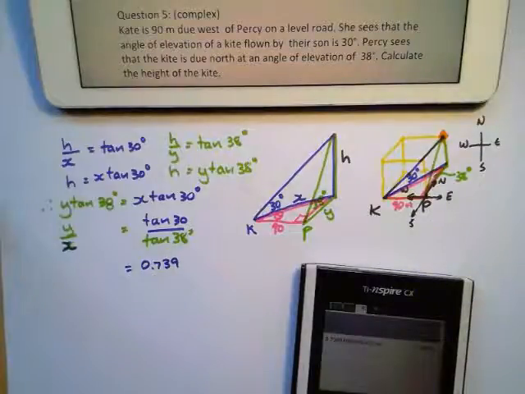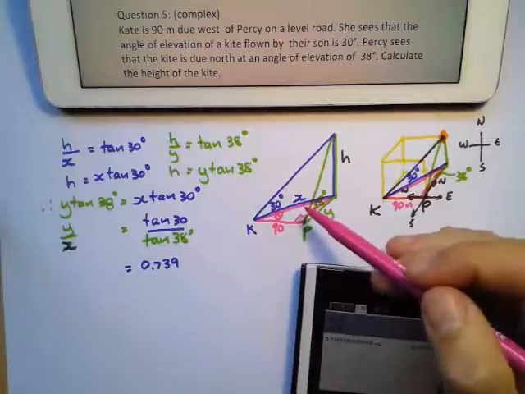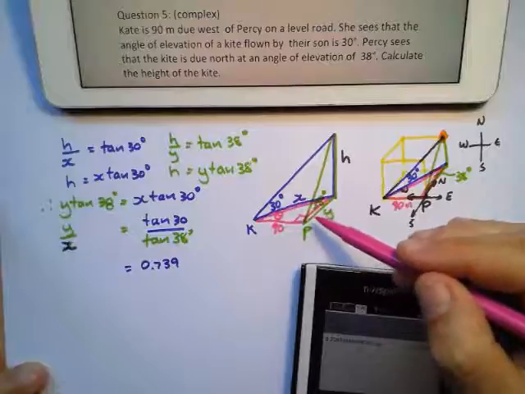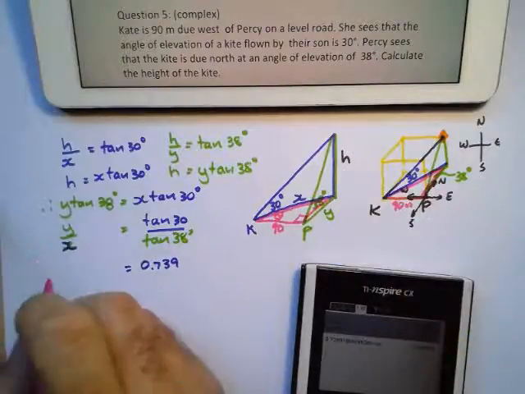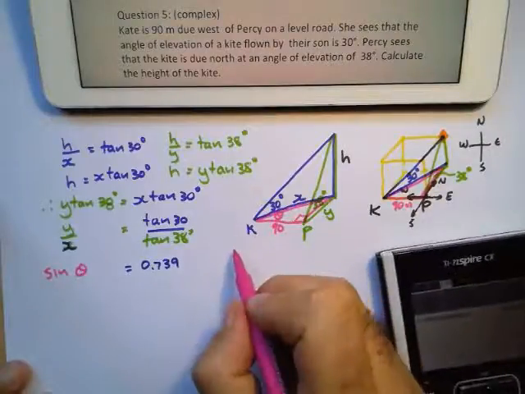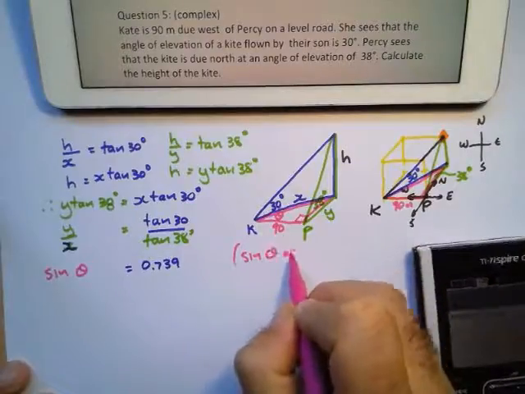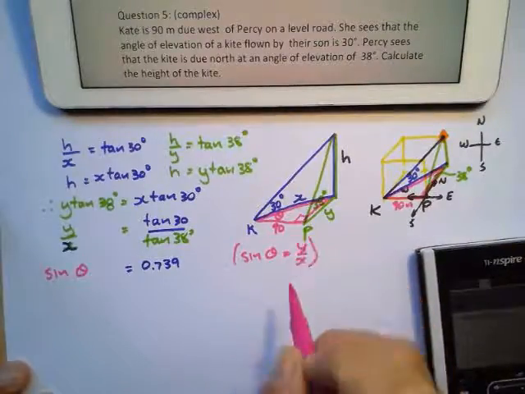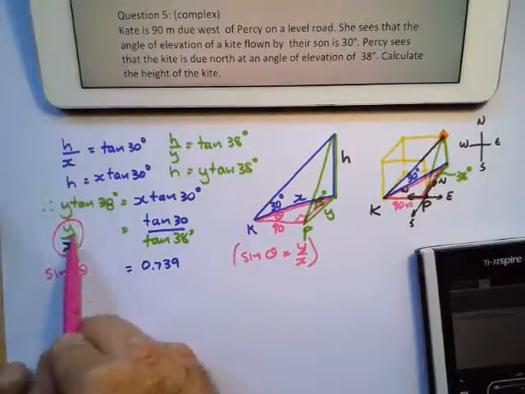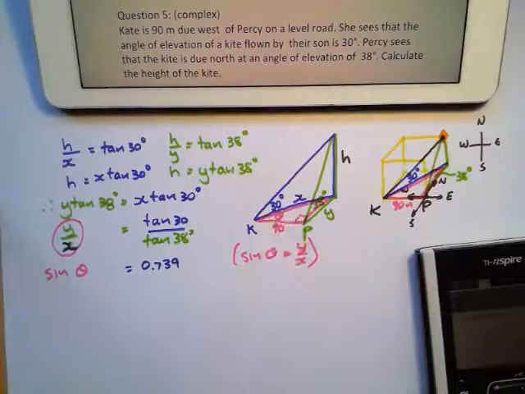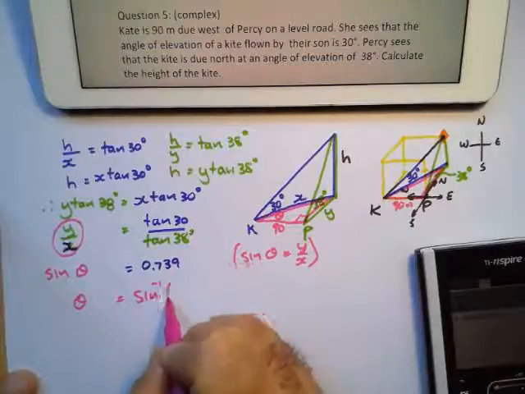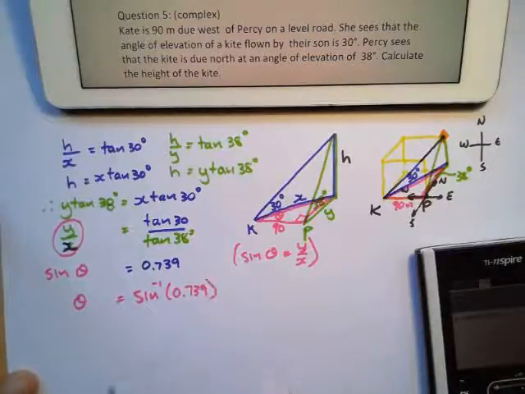But in my pink triangle, what is y over x? If that is theta, y over x is opposite over hypotenuse, and opposite over hypotenuse equals the sine of theta. Just going to write it there: sine theta equals y over x. And that's why I could replace that with y over x. So y over x is the sine of theta, which means I can find that angle theta now by saying theta equals the inverse sine of 0.739.